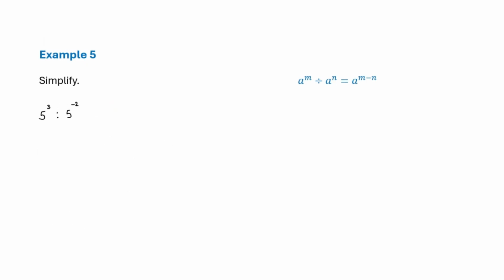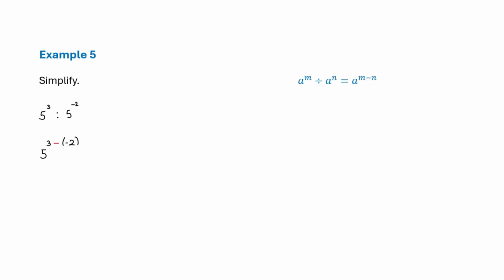Now let's look at example 5. Simplify 5 to the power of 3 divided by 5 to the power of negative 2. We're dividing two powers with the same base, so we'll use the quotient rule. We keep the base exactly the same and subtract the exponents. This gives us 5 to the power of 3 minus negative 2.